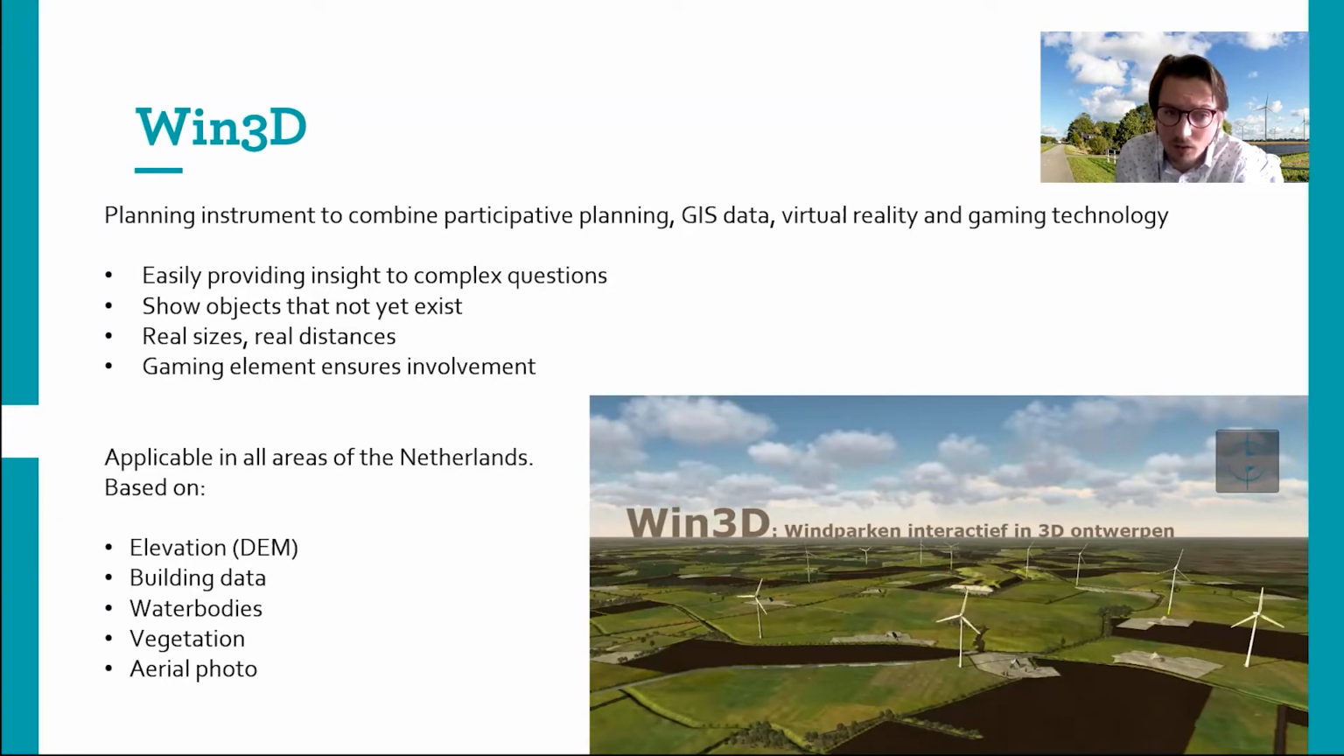And we can apply this in all areas of the Netherlands, and it's based on a digital elevation model, building data, water bodies, vegetation, and aerial photo. And we can add a lot of 3D objects to it to make it more reliable and to show situations that do not yet exist.